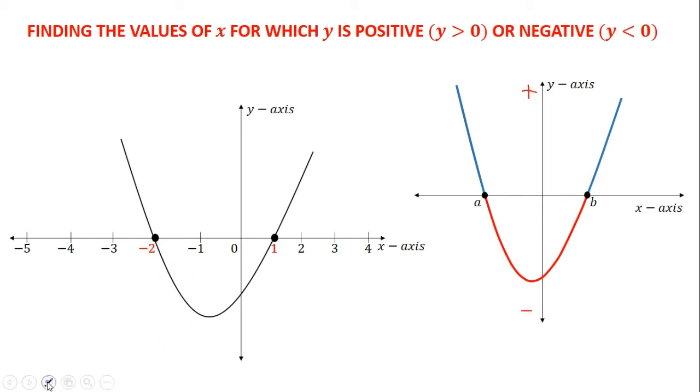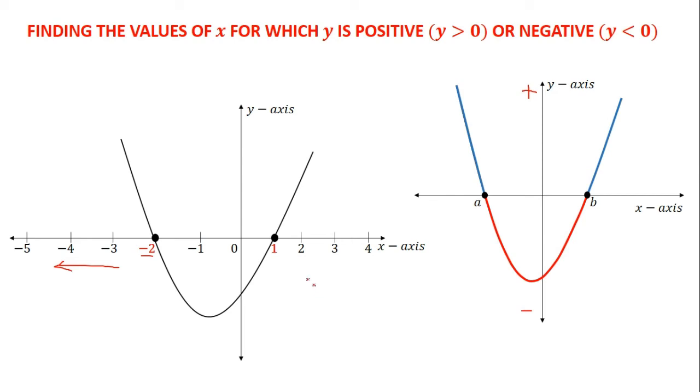The first part are the set of x values that are on the left-hand side of this x-intercept. So the x-intercept is -2. The first part of the x values will be the x values that are on the left-hand side of -2.